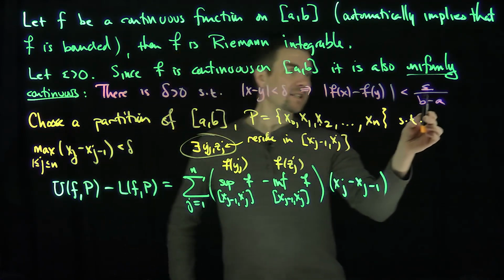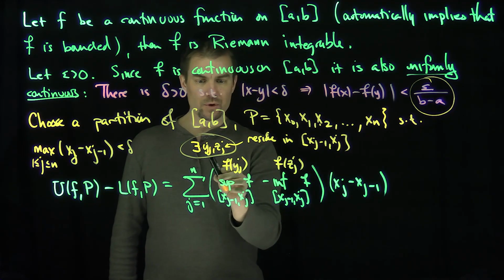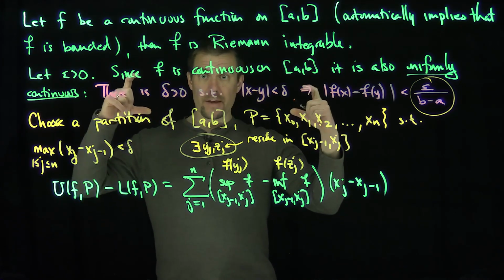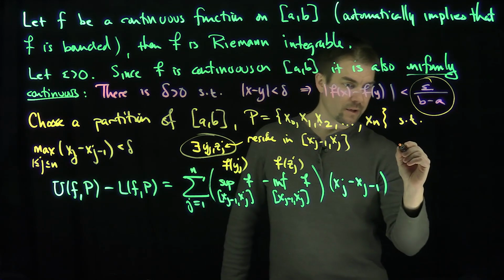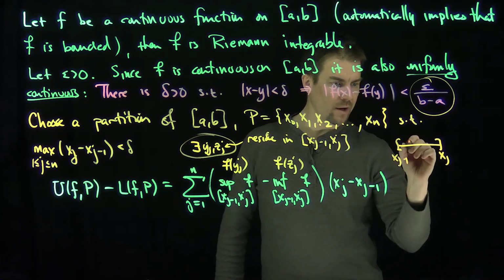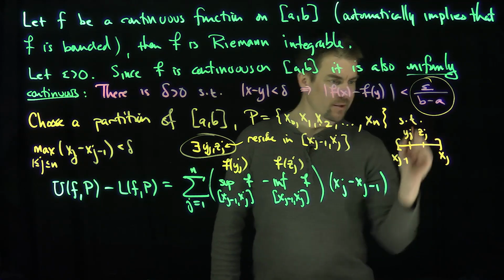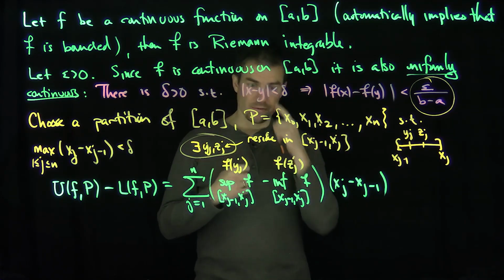I know that that has to be less than epsilon over b minus a, because the points yj and zj are within delta of each other, since they're within that interval, and that interval [xj-1, xj] has length less than delta. So over here, we have xj, there's xj minus 1. Maybe over here is where yj resides, and maybe over here is where zj resides. They're within an interval of length delta. Therefore, they themselves must be within delta of each other.